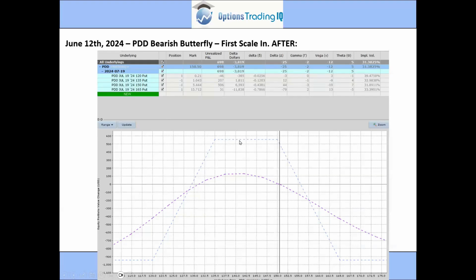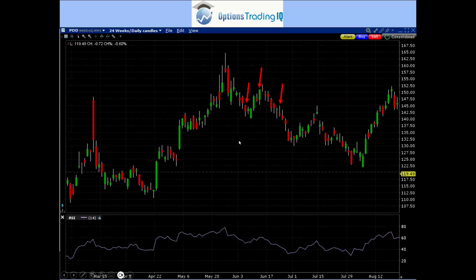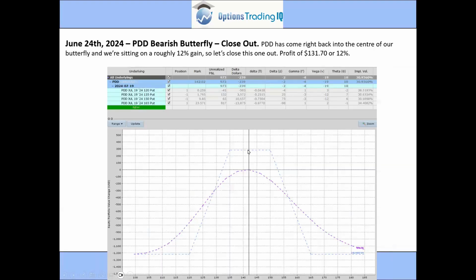So at that time, there was about 550 in premium in the trade, and then it came down to 300, so about a $250 profit from the first scale in. Overall, about $130 or 12% profit.